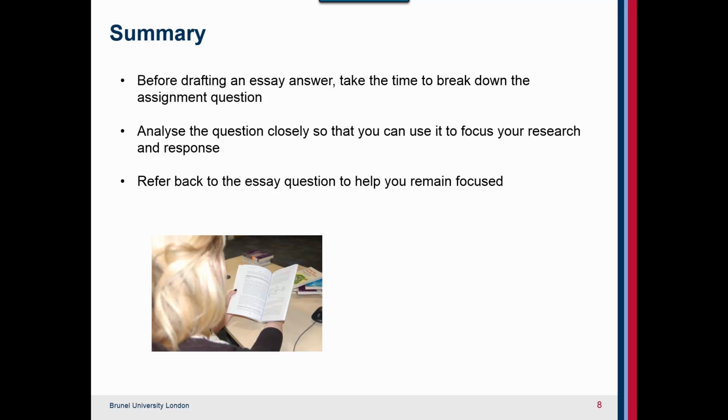In summary, before drafting an essay answer, take some time to break down the assignment question. Analyse the question closely so that you can use it to focus your research and response, and refer back to the essay question to help you remain focused.